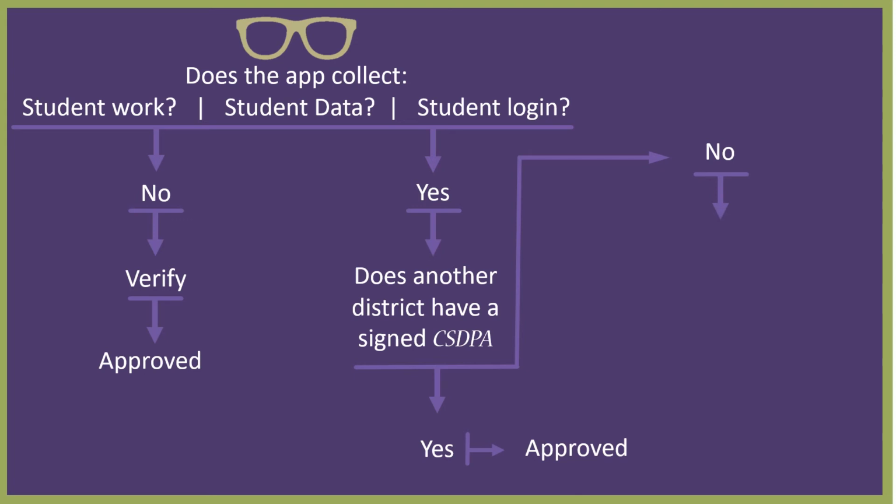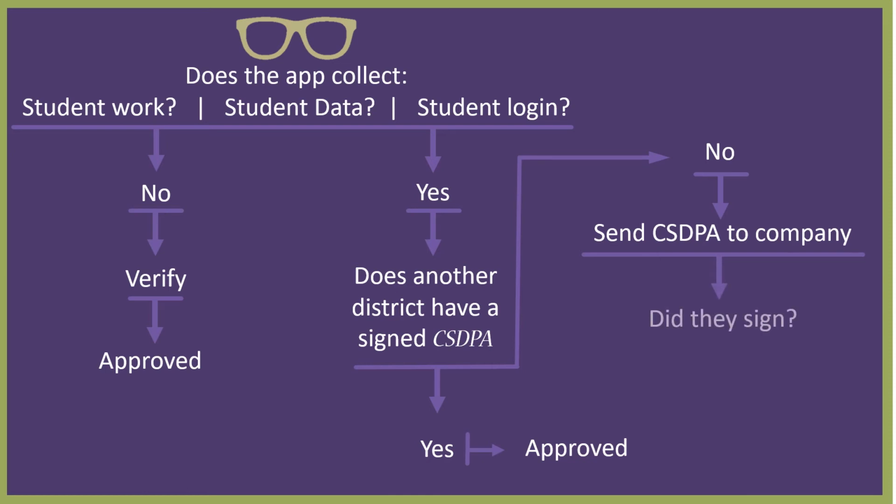But if there is not a signed CSDPA with a signed Exhibit E, then the IT department sends a blank CSDPA to the app company to sign. They have 14 days to return that signed CSDPA to CJUSD in order for that app to continue with the submission process. If they take longer than 14 days, or if they never get back to CJUSD, the application is not approved and will be added to the ClassLink public portal as not approved.